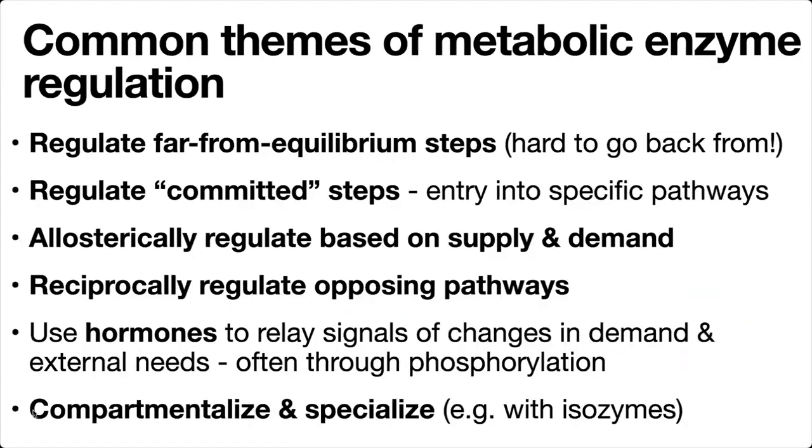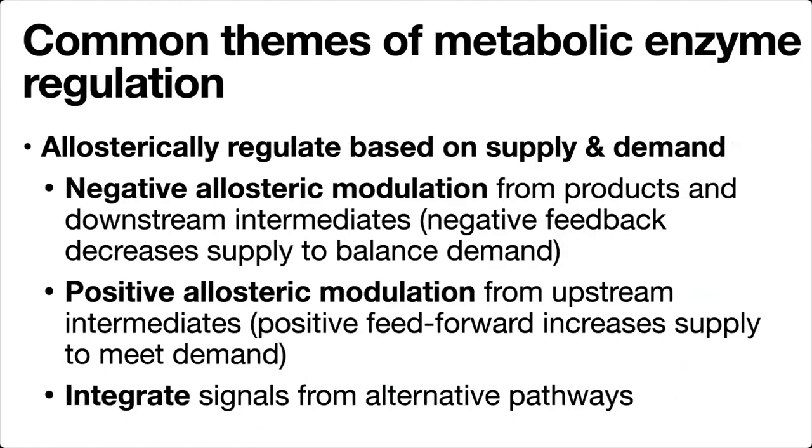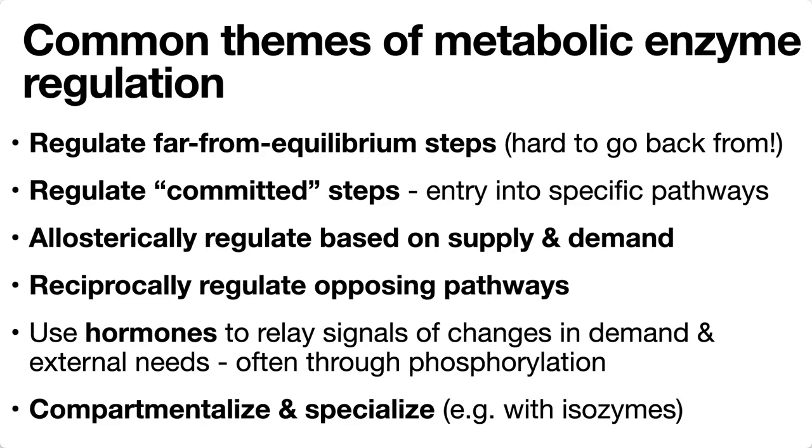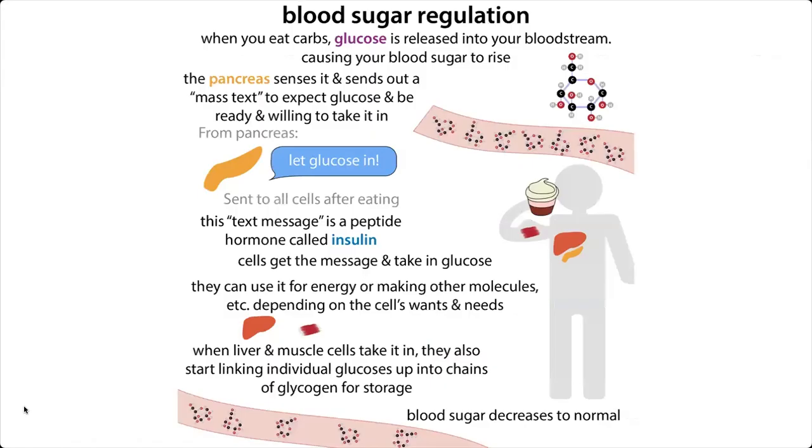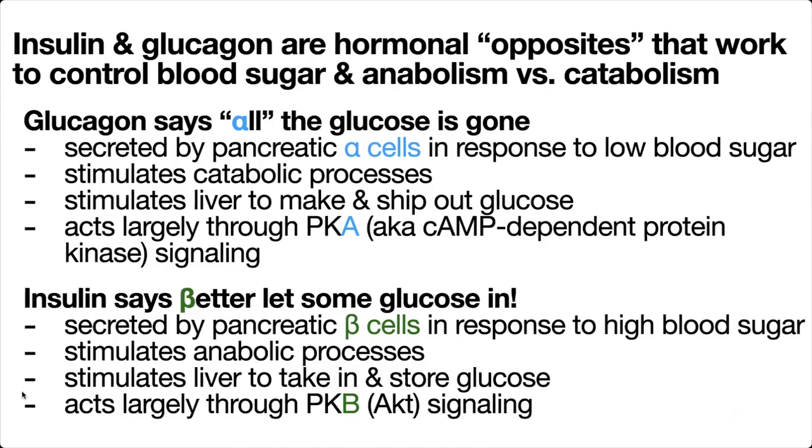So that's one way we can regulate, just by regulating supply and demand, regulating the concentrations. Another way that we can regulate things is using hormones. So remember how we have insulin, which is going to signal to the body, hey, let some glucose in. We'll see how the insulin is actually going to tell your liver to let glucose in. And glucagon, when all the glucose is gone, is going to tell your liver to actually ship out glucose. And so we'll look and see how that's going to allow the liver to ship out glucose.